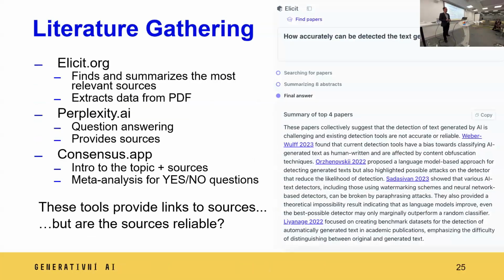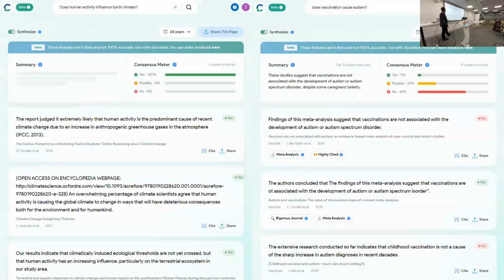Okay. So, what are the tools that we may use in scientific work? There are tools for literature gathering. There are language models connected with search databases. There are plenty of them. They can summarize the abstract and provide some overview of the field. So if I ask how accurately can we detect the text generated by AI, it can give you the summary of some papers, including the study that we have done in our working group and some other studies.